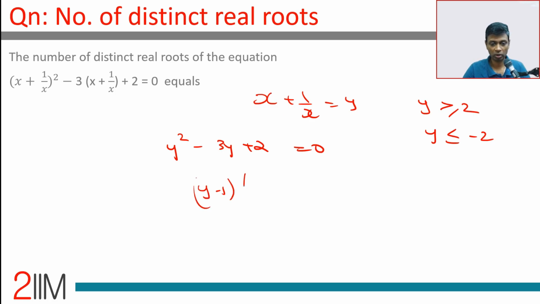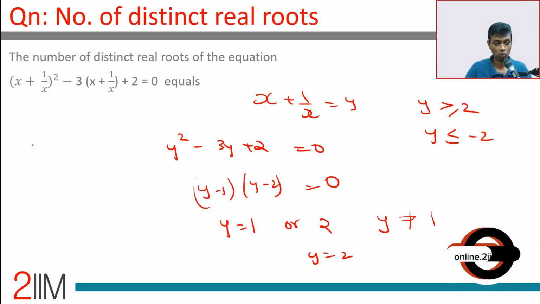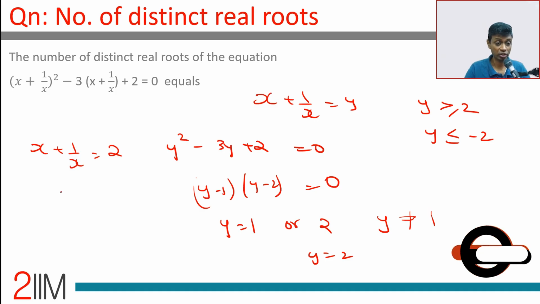This is (y − 1)(y − 2) = 0. y is 1 or 2. y cannot be 1, because x + 1/x cannot be 1. So y has to be 2. x + 1/x = 2 has only one solution, x = 1, or this has one real solution.